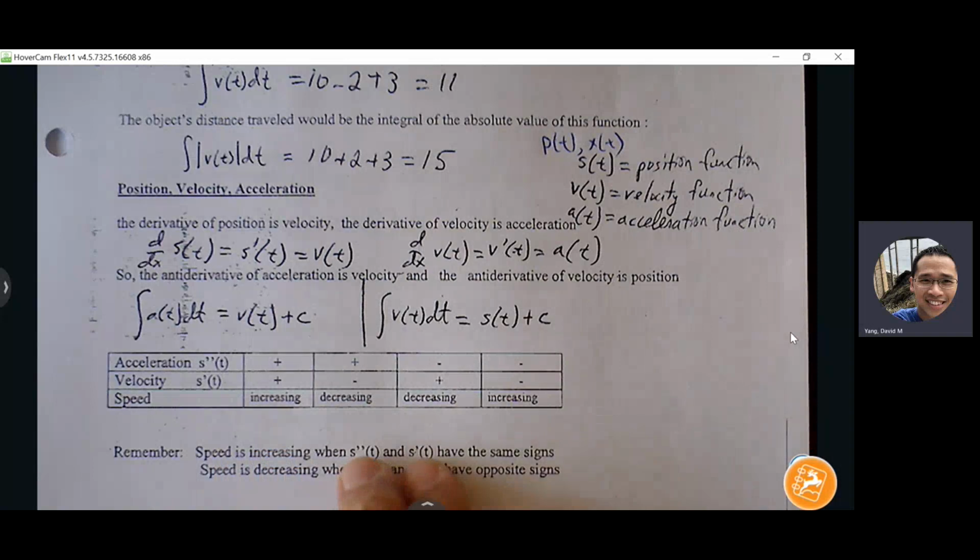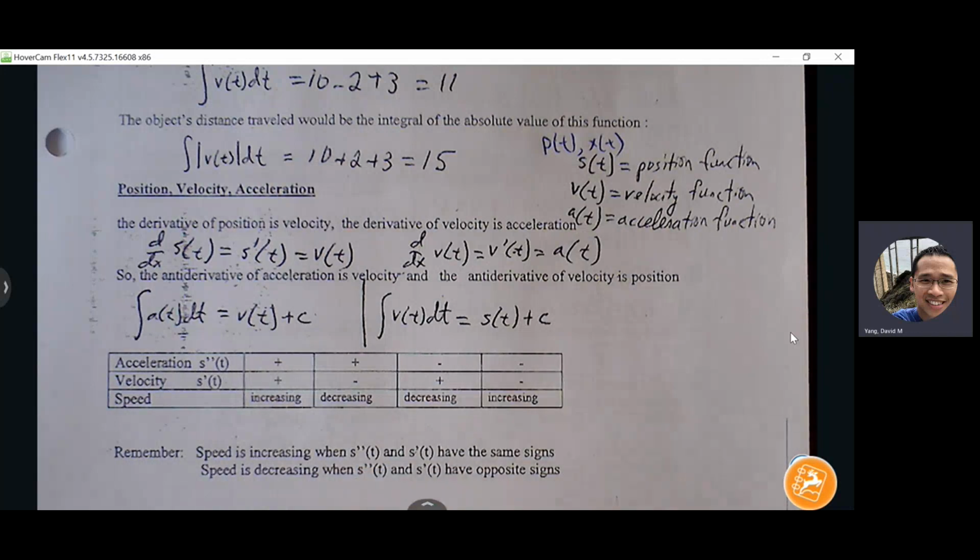Speed is increasing when acceleration and velocity have the same signs. Speed is decreasing when acceleration and velocity have opposite signs.